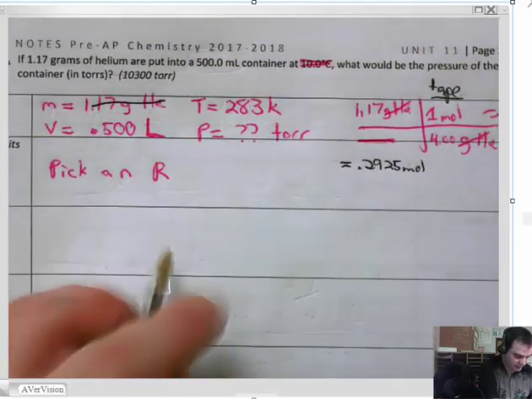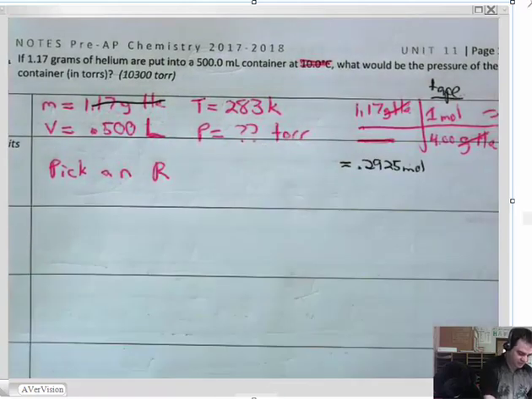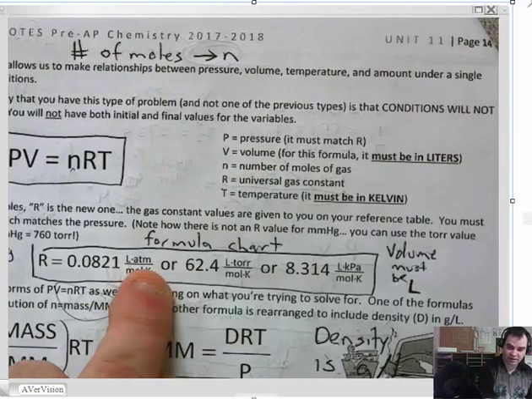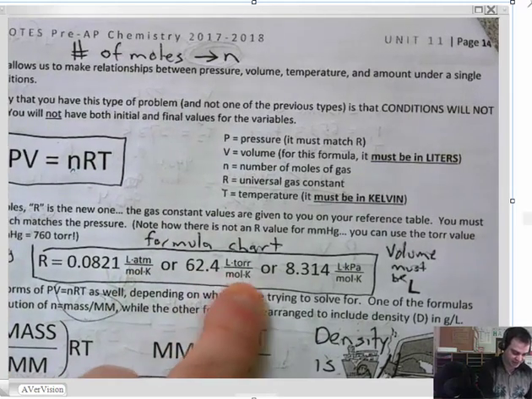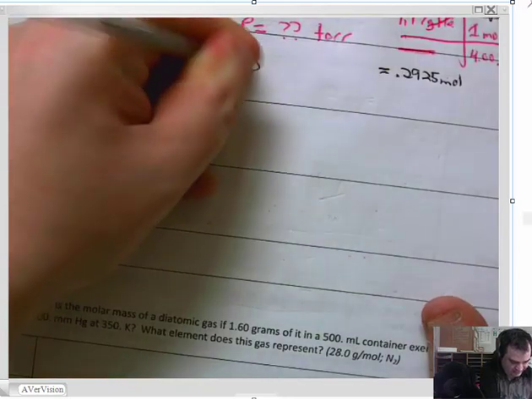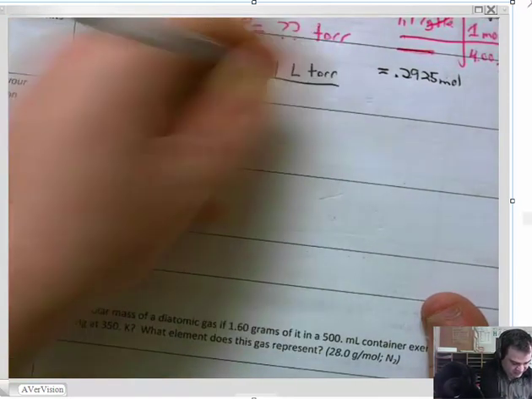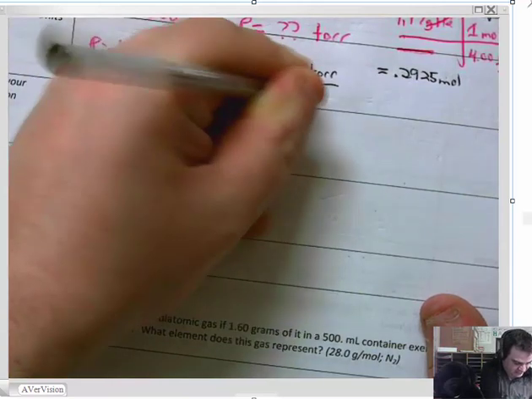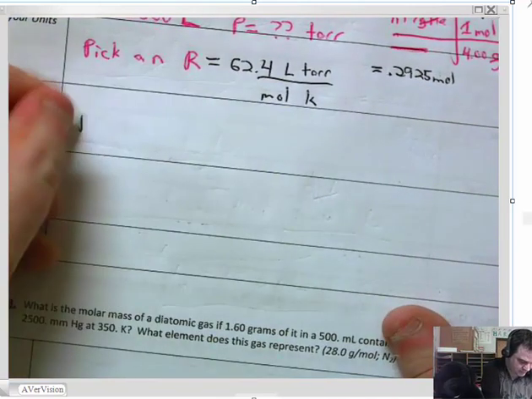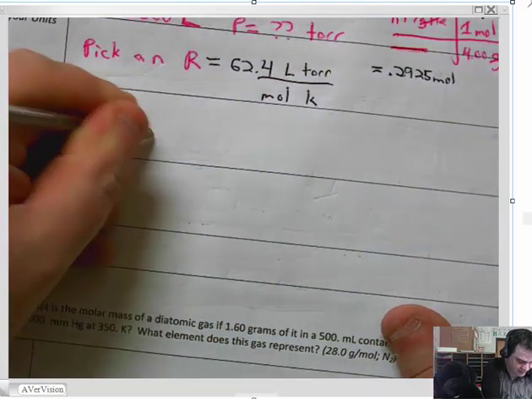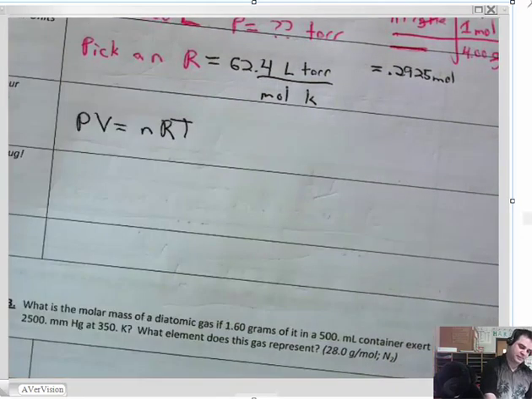So now I'm going to pick an R with liters, torrs, kelvins, and moles. Liters, nope, I'm picking that one. Liters, torrs, moles, I'm picking 62.4. Pick an R: liters, torrs, moles, Kelvin. Write an equation. PV equals nRT.